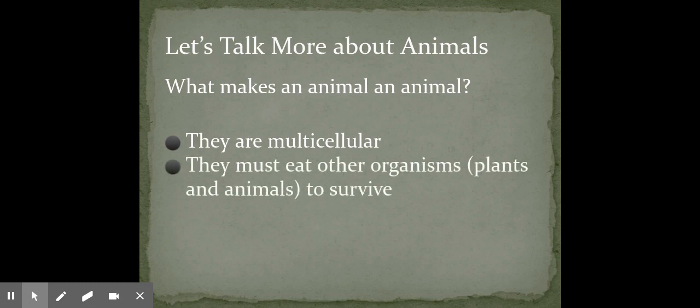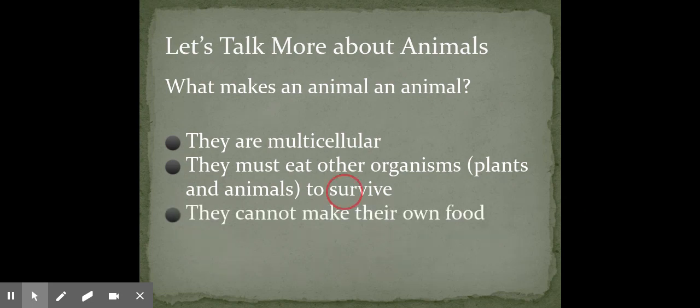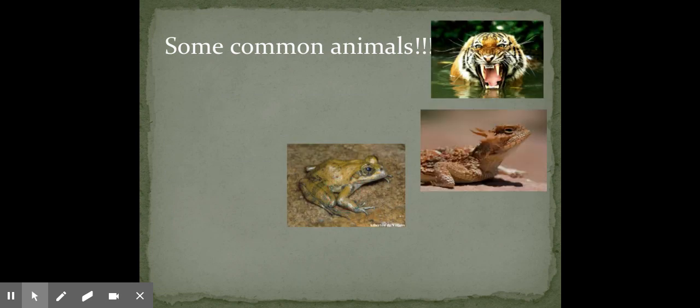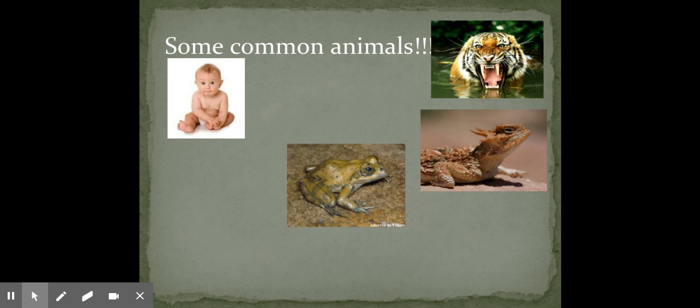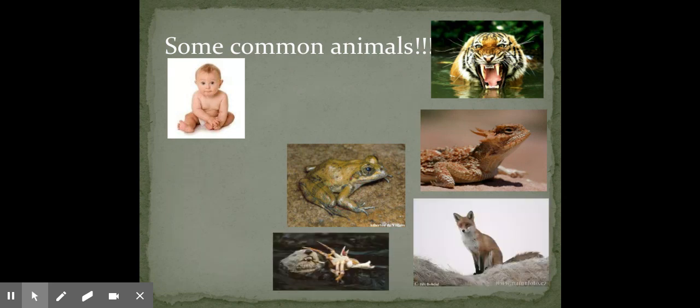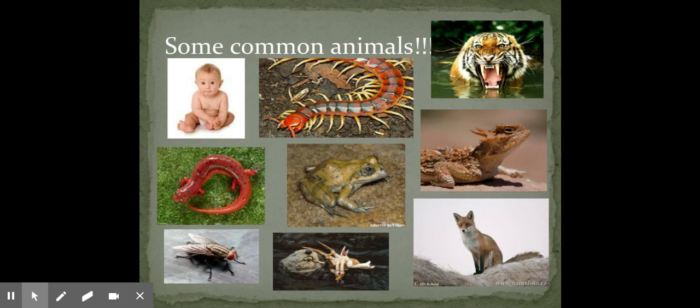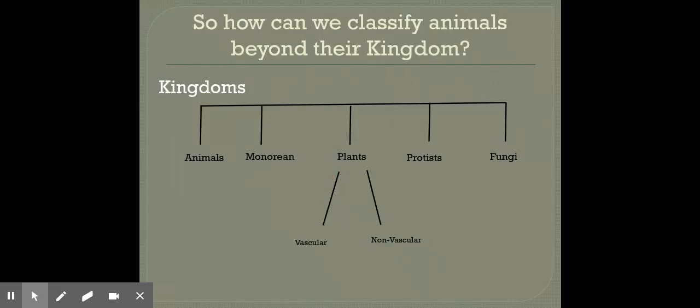They must, but here's a big part that's different than plants. Animals must eat other organisms, so they have to eat plants or animals in order to survive. They do not make their own food. So, some common animals: frogs, tigers, lizards, people, crabs, foxes, bugs, insects, salamanders. Those are all animals.